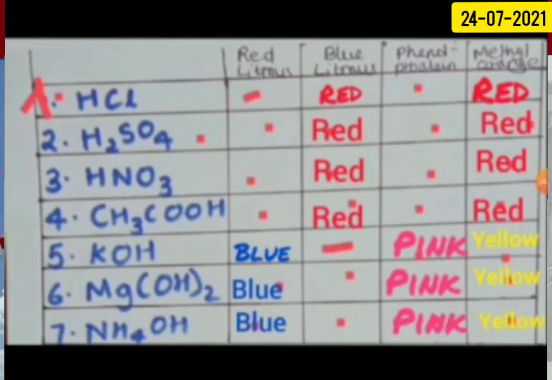In the case of KOH, it is a base. So, red litmus turns blue. Blue litmus remains the same. Phenolphthalein becomes pink. Methyl orange becomes yellow. And in the case of Mg(OH)2 and NH4OH, all are basic, so they behave the same.